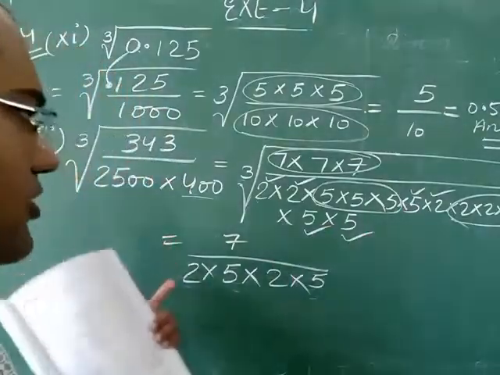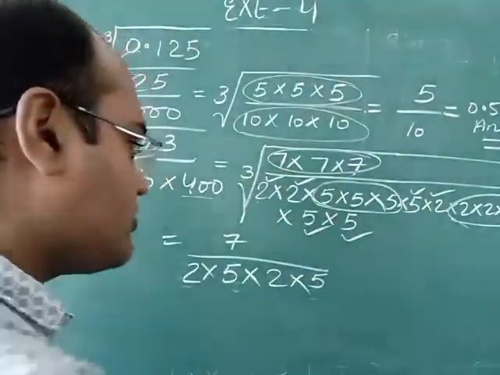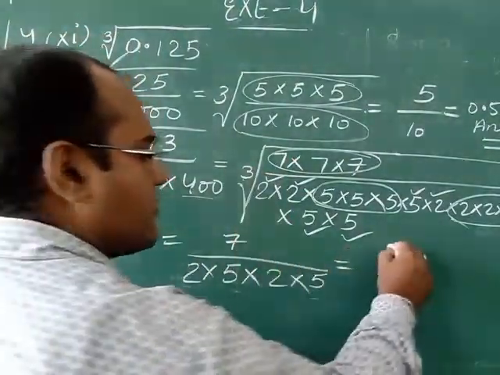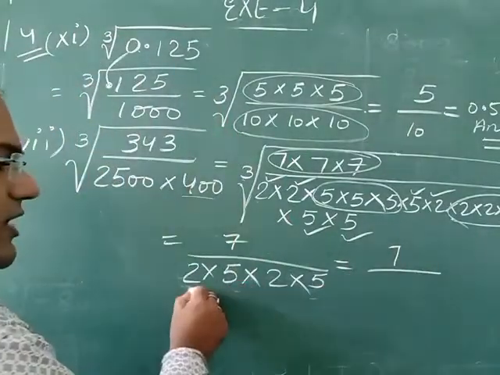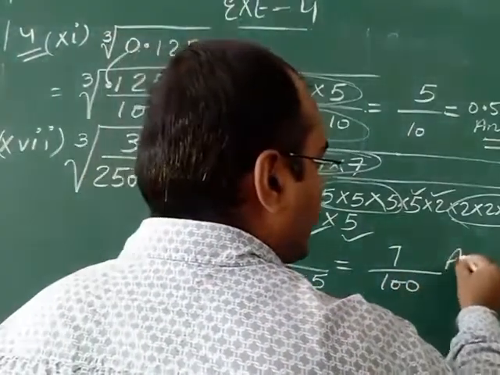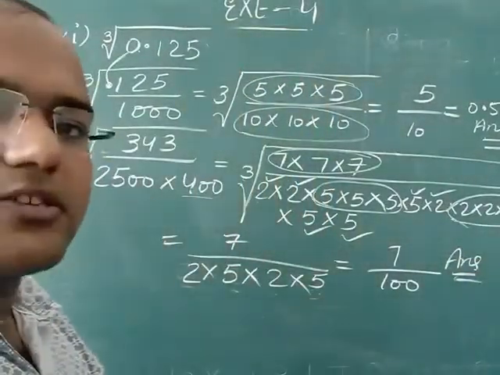Now we will not put the cube root sign because we are writing these numbers only a single time. So we will remove the cube root. Now we have to multiply these numbers. 7 will be as it is. 5 into 10 and 5 into 10... 10 into 10 will be 100. So this is your final answer of part number 17.